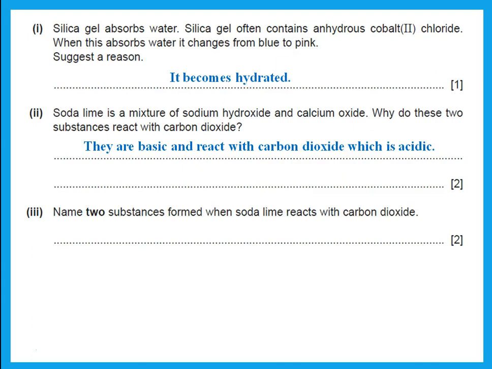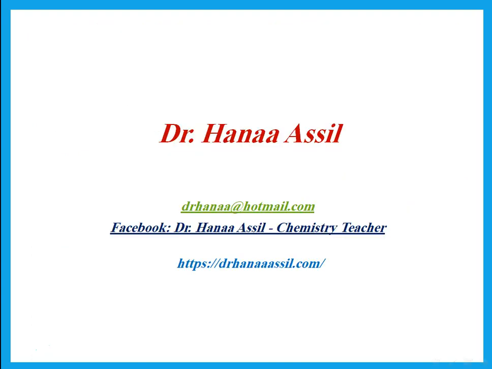Name two substances formed when soda lime reacts with carbon dioxide. So he's saying soda lime is made up of two things, sodium hydroxide and calcium oxide. Now, if I react each of these with carbon dioxide, what should I get? I should get sodium carbonate and calcium carbonate. Okay, that's the end of the question.